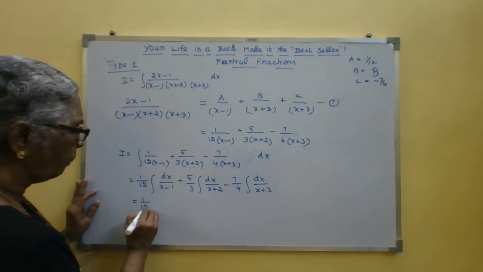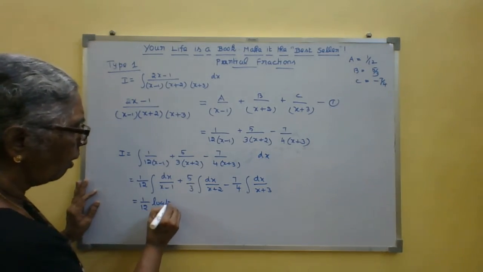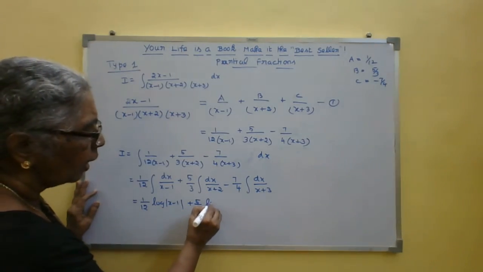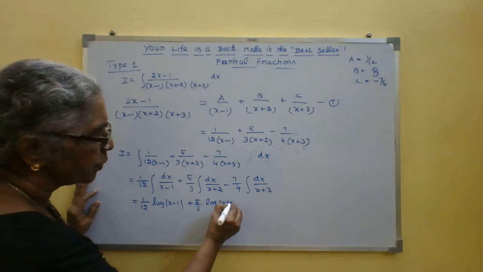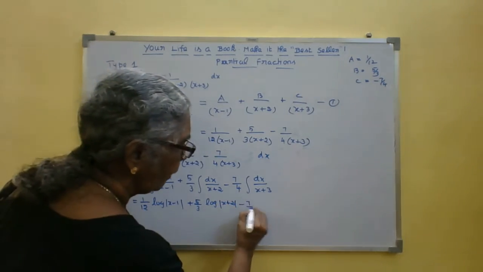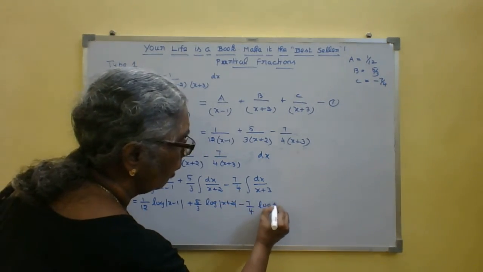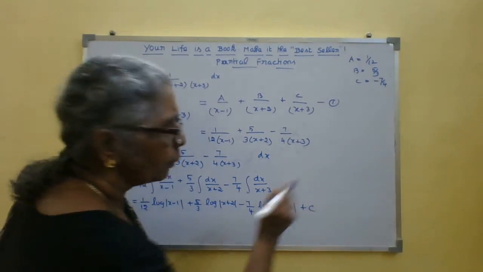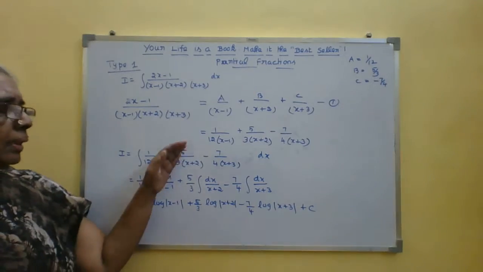So you will be getting 1 by 12 log mod x minus 1 plus 5 by 3 log mod x plus 2 minus 7 by 4 log mod x plus 3 plus you put one c here. So now this is the sum.